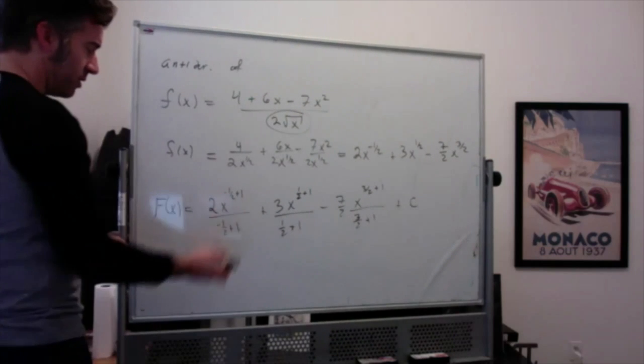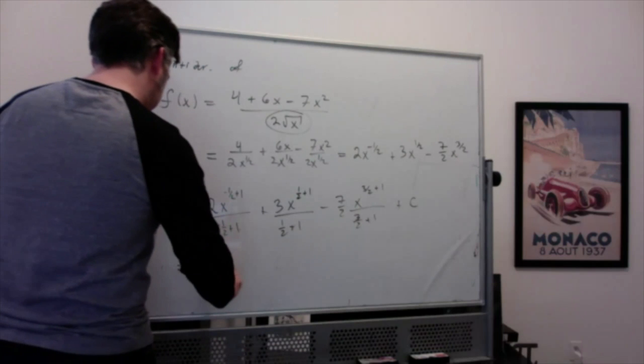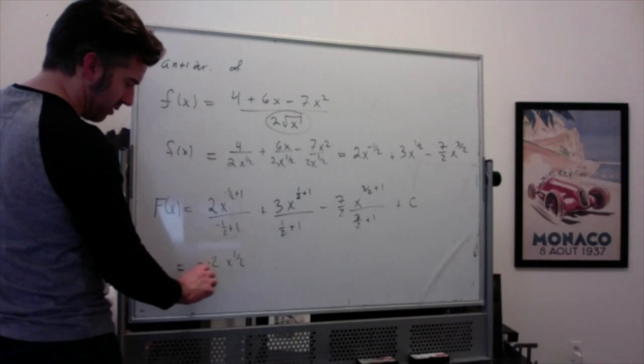So negative 1/2 plus 1 is 1/2. So I'm going to get 2 times x to the 1/2. And dividing by 1/2 is the same as multiplying by the reciprocal.